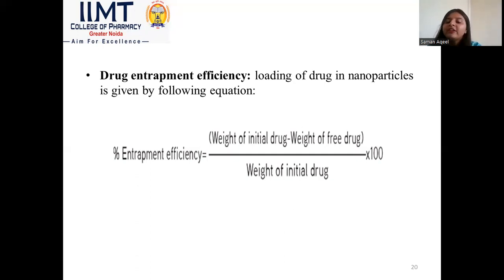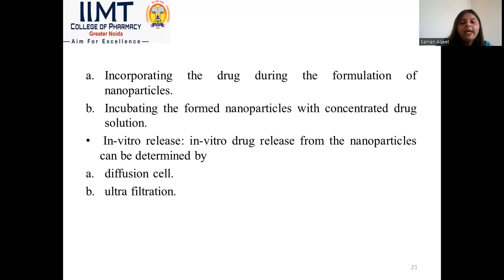How much was the initial weight? What is the weight of the free drug? Weight of free drug upon weight of initial drug into 100. By putting in all these values, you can get the percentage entrapment efficiency. Next is in vitro release. In vitro drug release from the nanoparticles can be determined.